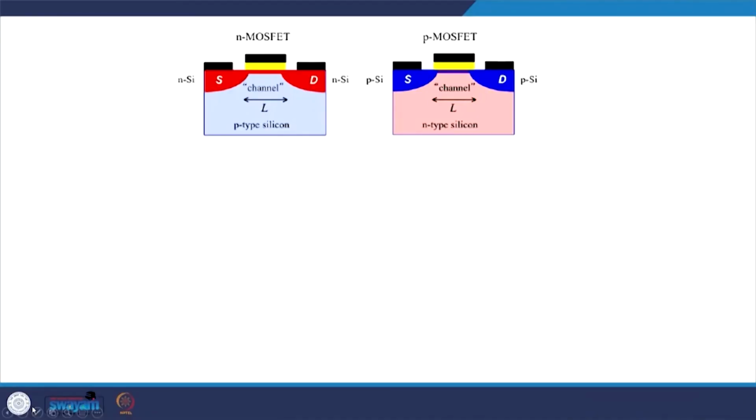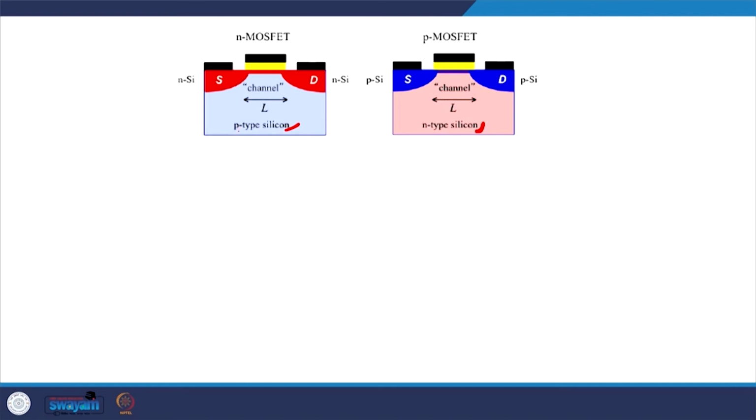Okay. So, there can be two types of MOSFETs actually. In one type of MOSFET, and this point I have also mentioned briefly, the body can be p-type silicon and the source and the drain contacts can be made from heavily doped n-type silicon material. Or we can have the body made out of n-type silicon material and source and drain contacts made out of heavily doped p-type silicon material. Okay. And these two cases have been shown here.